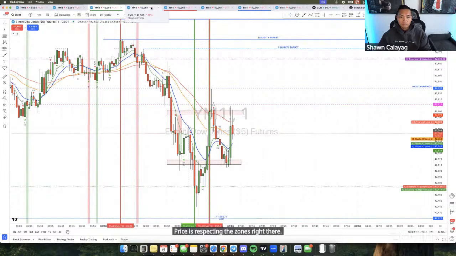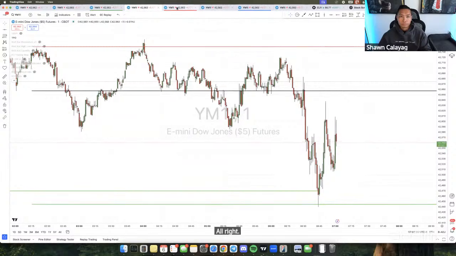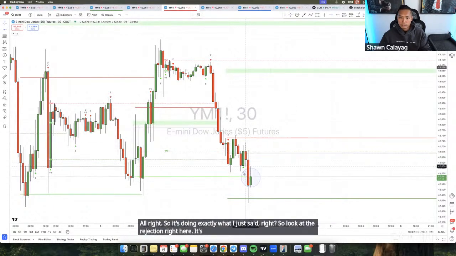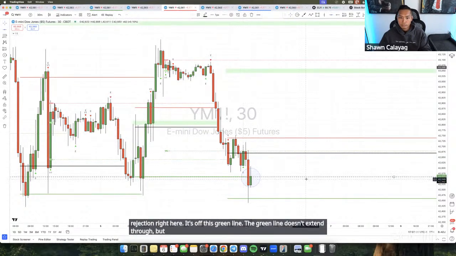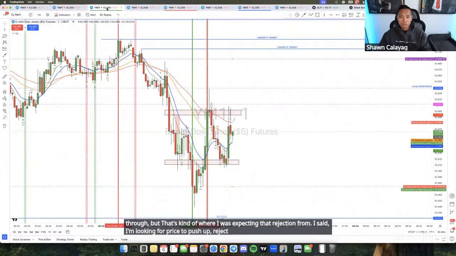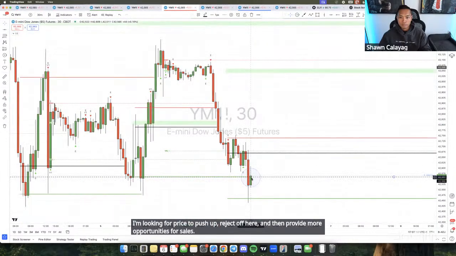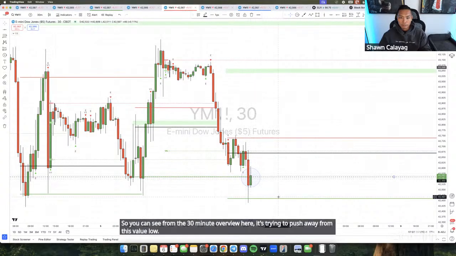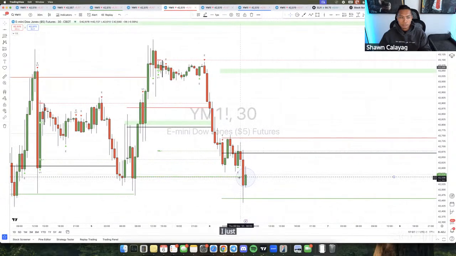All right. So it's doing exactly what I just said, right? So look at the rejection right here. It's off this green line. The green line doesn't extend through, but that's kind of where I was expecting that rejection from myself. I'm looking for price to push up, reject off here, and then provide more opportunities for sells. So you can see from the 30-minute over here, it's trying to push away from this value low. I just extended it out with this black line.